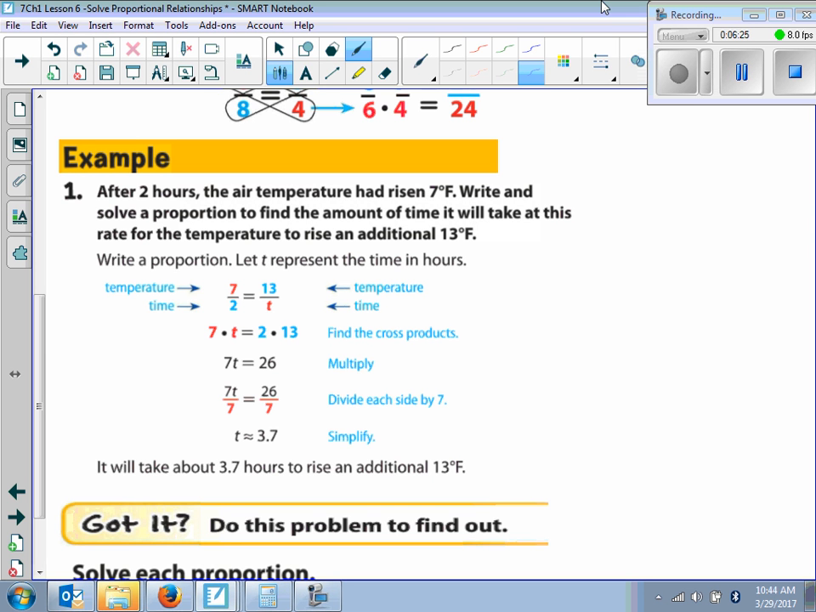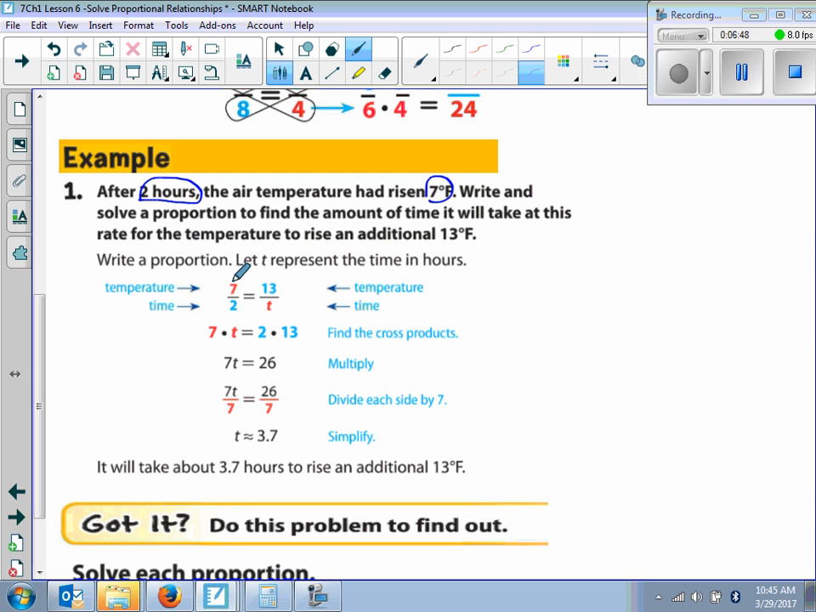If I have temperature to time is equal to time over temperature, are those cross products going to be equal? No, they will not. Very good. So here, when we set up our proportion, it's temperature to time. So looking at the words again, the temperature is 7 and the time is 2 hours.